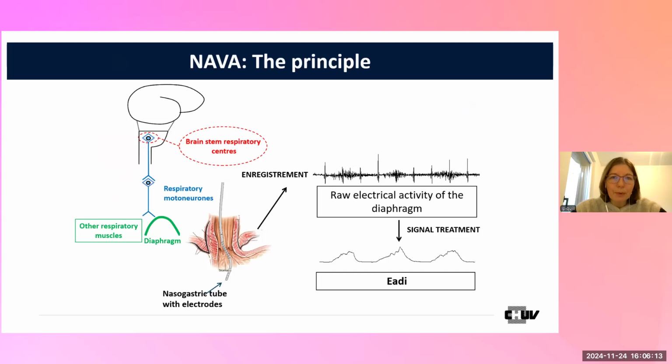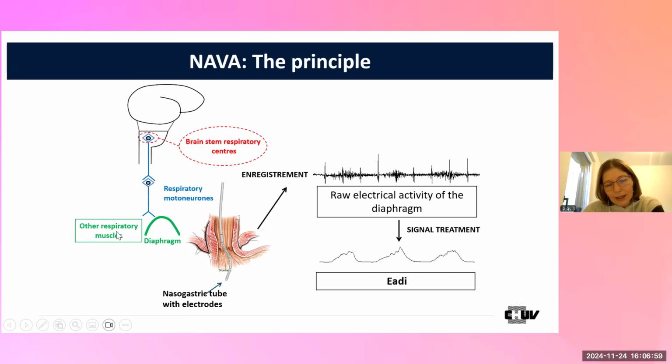The basic principle of neurally adjusted ventilatory assist, or NAVA, is to record the electrical activity of the diaphragm. Why? Because the electrical activity of the diaphragm reflects the activity of the brainstem respiratory centers. The reason for that is that breathing, the action of breathing, is initiated in the brainstem respiratory centers. Action potentials that are generated here by pacemaker neurons are then transmitted to the inspiratory muscles, here in green, through the respiratory motor neurons.